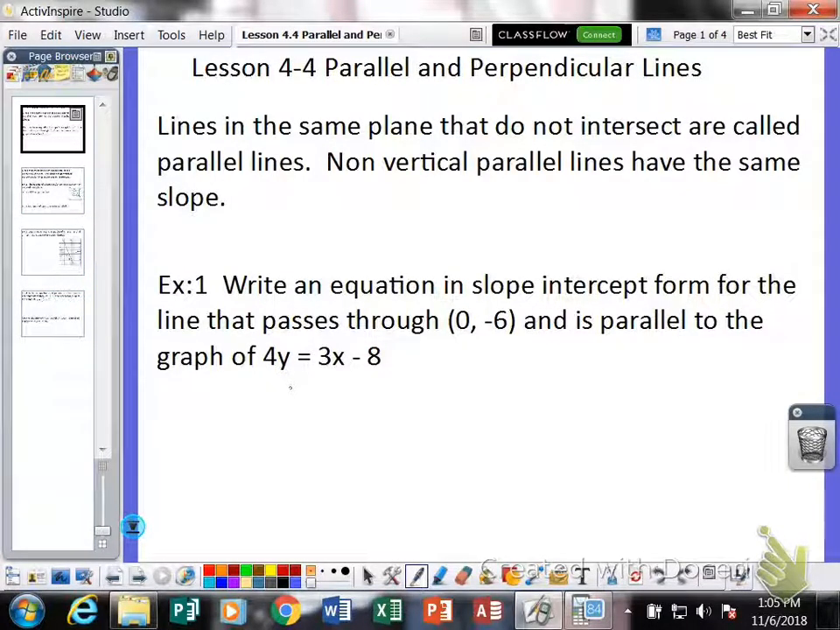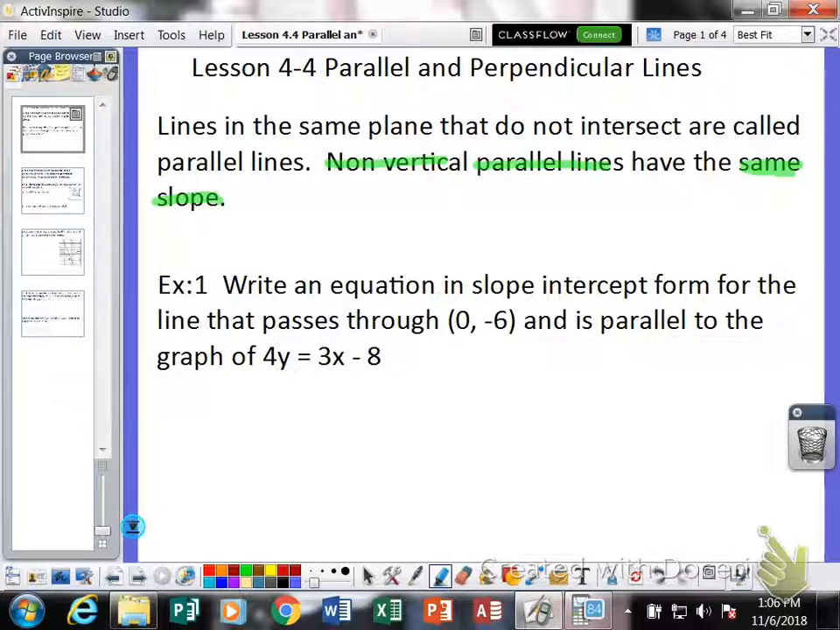We're going to talk about parallel and perpendicular lines. Parallel lines have the same slope. So non-vertical parallel lines have the same slope, okay? If two lines have the same exact slope, then they are parallel.